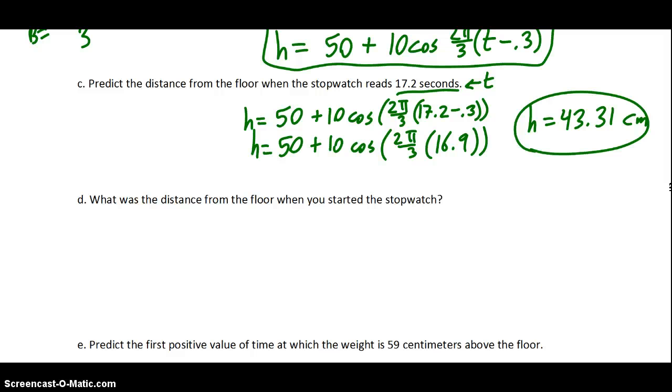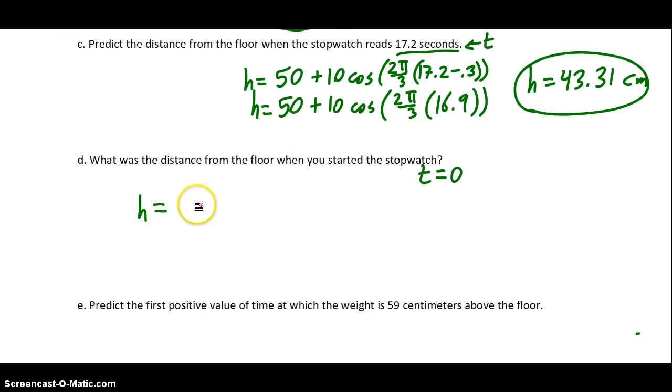What was the distance from the floor when we started the stopwatch? Well, when exactly did we start the stopwatch? Assuming we used the stopwatch correctly and actually started it where it was supposed to be started, we should have started at time equals 0, assuming we reset it like we were supposed to. So basically they're asking us to plug in t equals 0. So h equals 50 plus 10 cosine 2 pi over 3 times 0 minus 0.3, t minus 0.3.